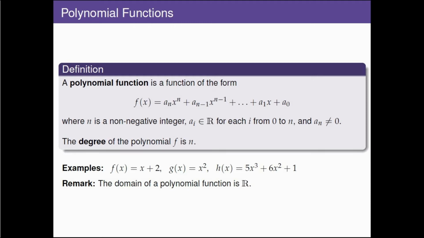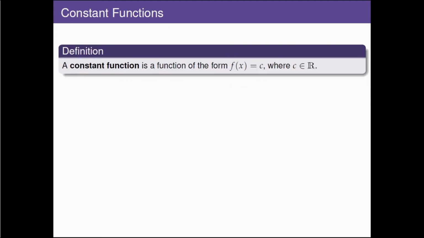We have some examples of polynomial functions. A constant function is a function of the form f(x) equals c, where c is a real number. The domain of this function is the set of real numbers. The range of this function, since there is only one possible value for f(x), which is equal to c, is the set containing c.